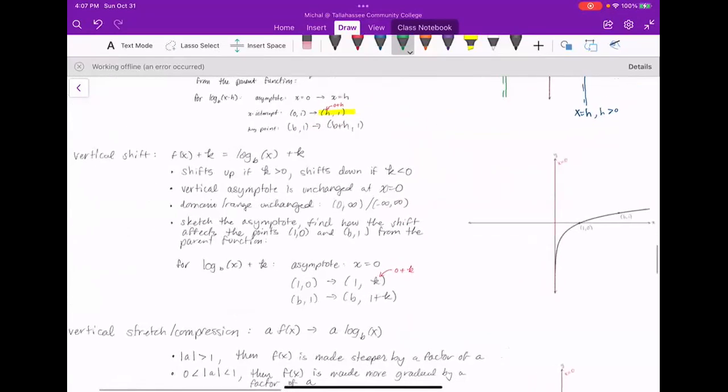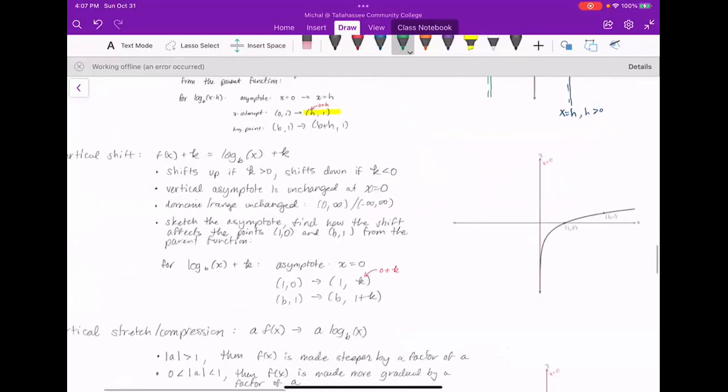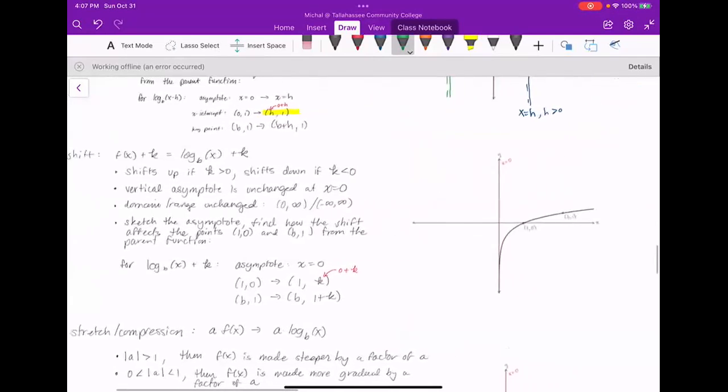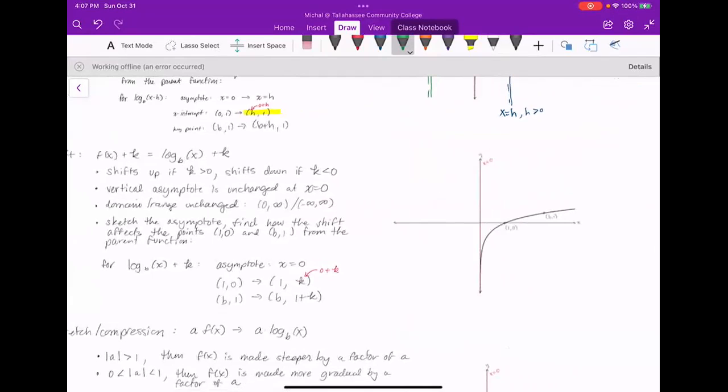If I want to shift it vertically, so if I want to shift my graph vertically, I am going to add in my vertical shift factor. The parameter is k. If k is greater than 0, my graph shifts up, and it shifts down if k is less than 0. The vertical asymptote is unchanged. I still keep it at x equals 0.